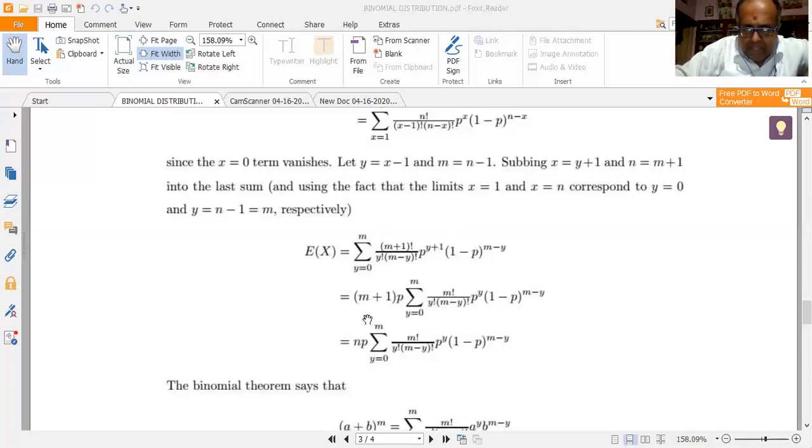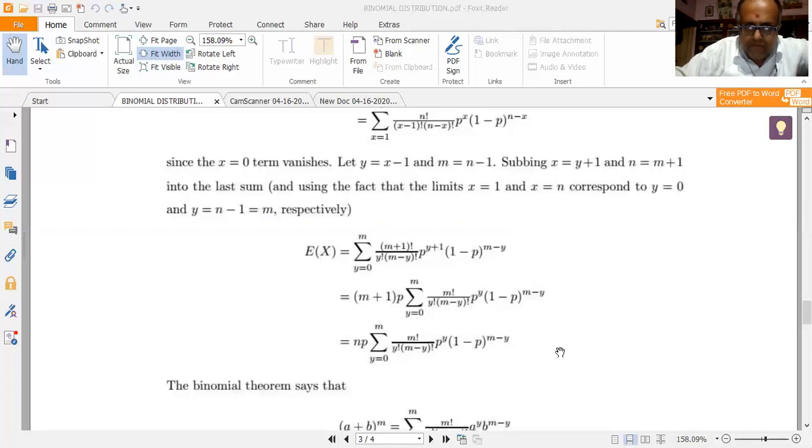Now this becomes np, and what is this m plus 1? This m plus 1, please look at the substitution that we did before. M plus 1 is nothing but equal to n. Please look at the cursor. M plus 1 is equal to n. So I get np summation y is equal to 0 to m factorial m by factorial y into factorial m minus y into p to the power of y into 1 minus p whole to the power of m minus y.